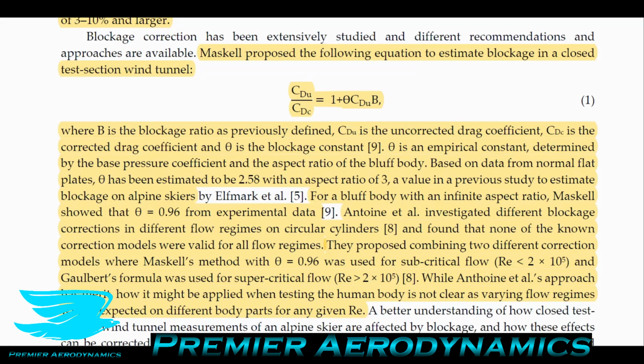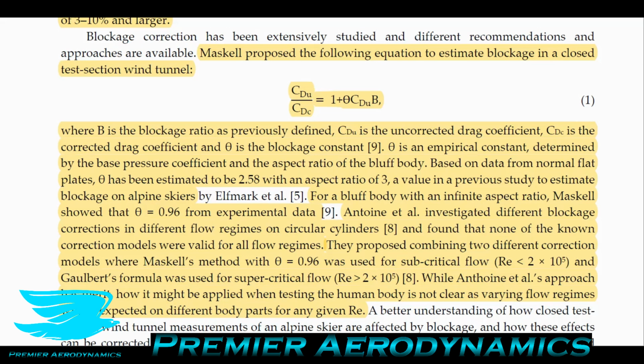And they say that this is an empirical constant determined by the base pressure coefficient and the aspect ratio of the bluff body. So what this means is you do a bunch of tests, you figure out what a good theta value would be, and then you use that from now on. It's a lot like in CFD when they're calculating different values that you should use for the k-epsilon and k-omega equations. If you know about that, that's a good analogy.